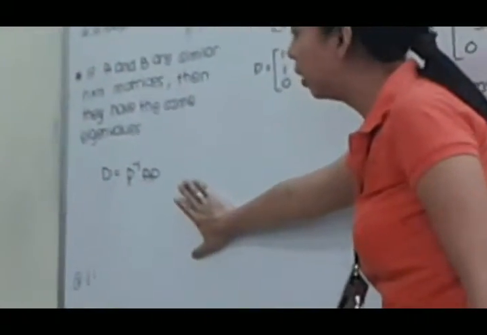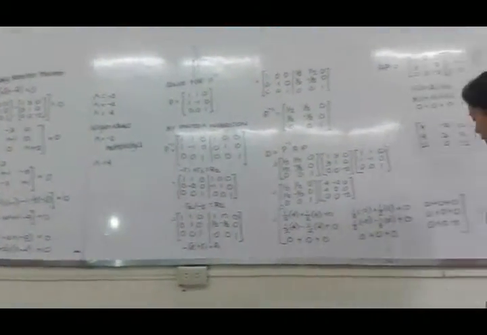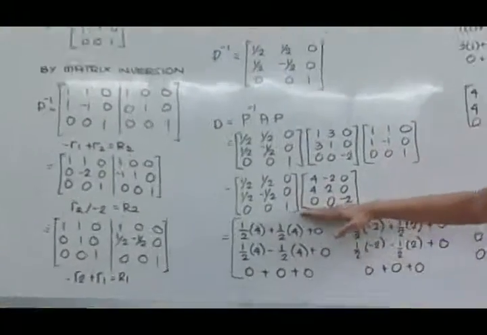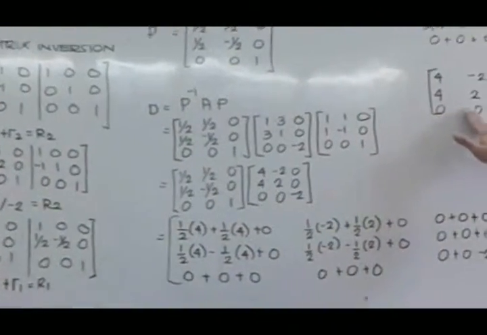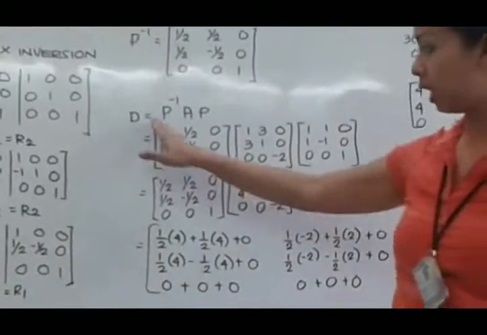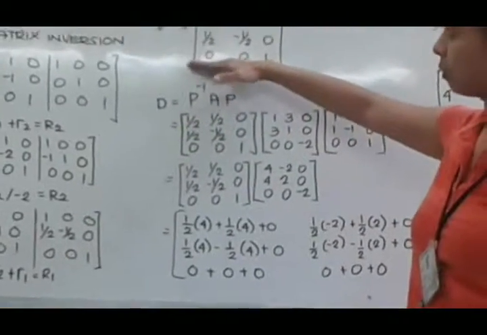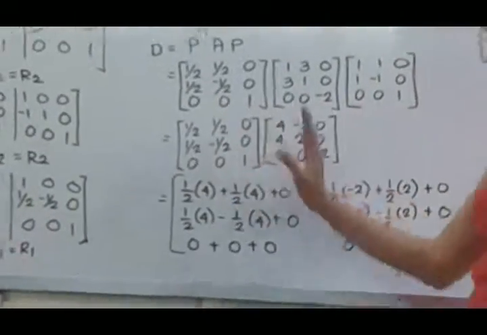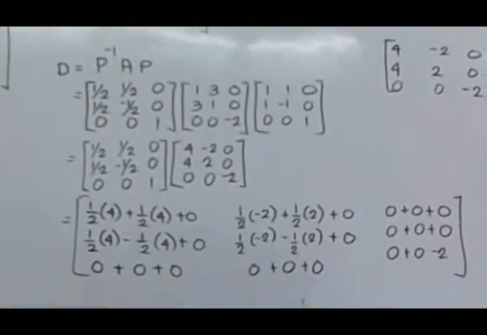From our definition given here, the diagonal matrix would be obtained from getting the product of inverse matrix P times AP. So now, multiply the following. We have solved for AP already to be 4, negative 2, 0, 4, 2, 0, 0, 0, negative 2. And then we have inverse matrix P from our solution earlier. Substitution. Now have your product of matrices.